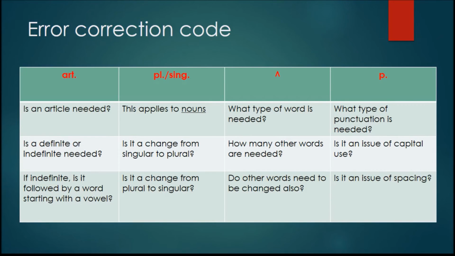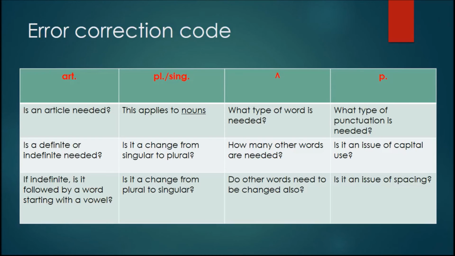To summarize, here's a series of questions you can ask yourself when you encounter each of these correction codes. First, with articles, you want to ask, is an article needed here? Is it a definite or indefinite article that's needed? And if it's indefinite, you need to ask if the article is followed by a word starting with a vowel. For plural singular confusion, you just bear in mind that this applies to nouns and pronouns. And you just need to ask yourself, is this a change from singular to plural or a change from plural to singular?